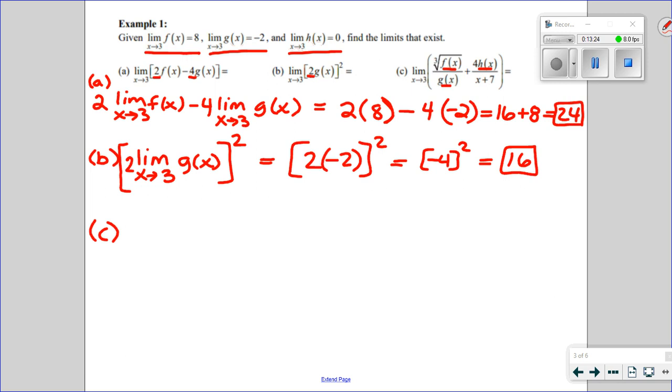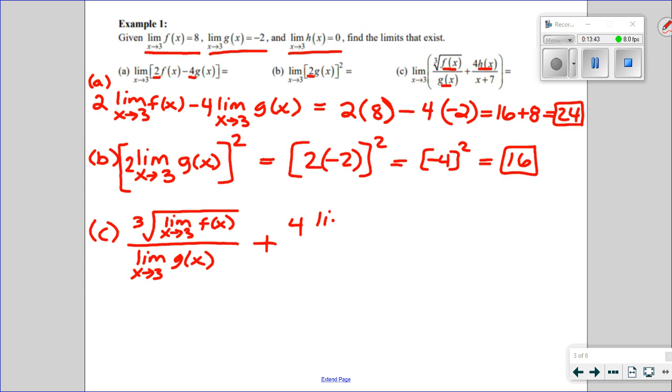All right, so I would end up with the cubed root of the limit as x approaches 3 of f of x, all over the limit as x approaches 3 of g of x, plus 4 times the limit as x approaches 3 of h of x. Okay, all over. Now remember, x plus 7, that is a function. So I'm just going to put my limit notation, the limit as x approaches 3, in front of the x plus 7.